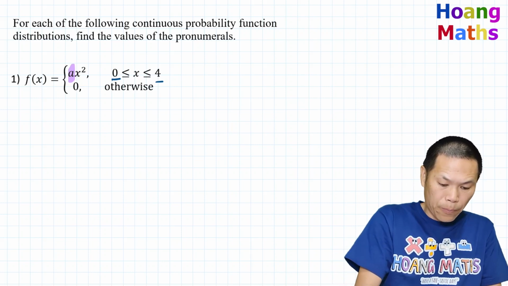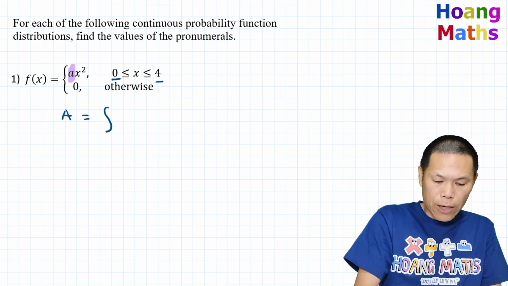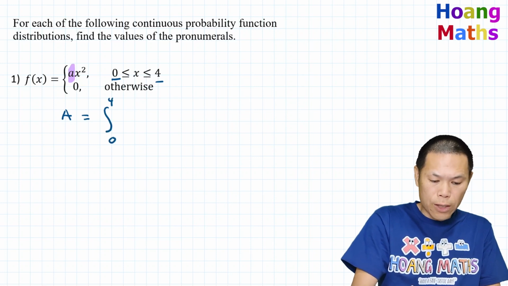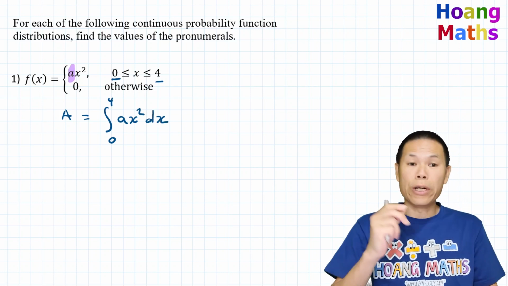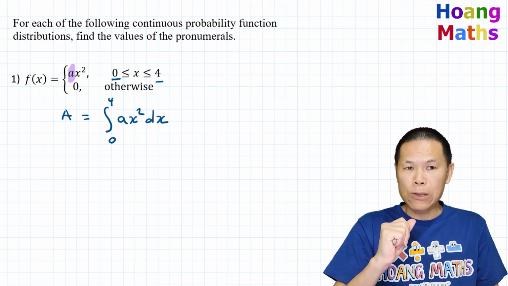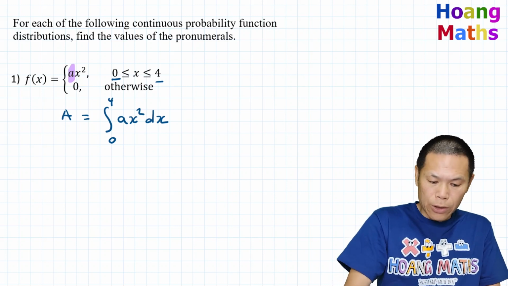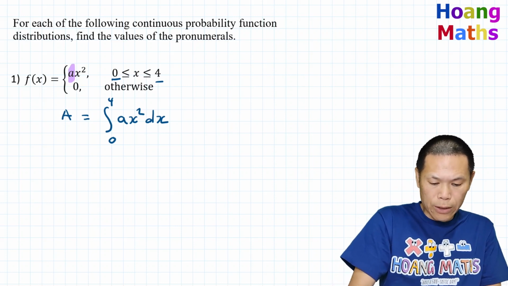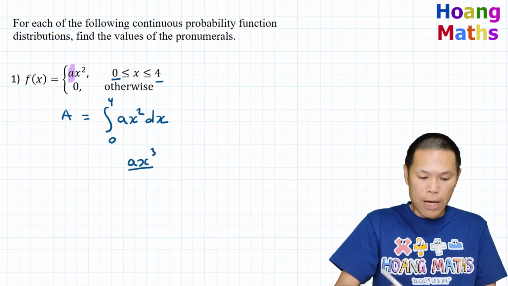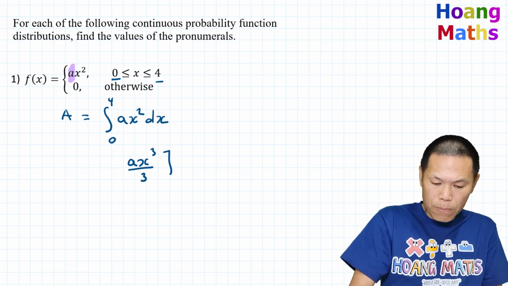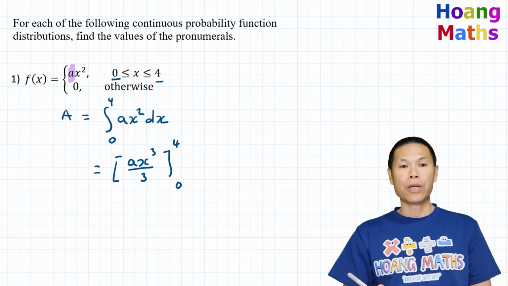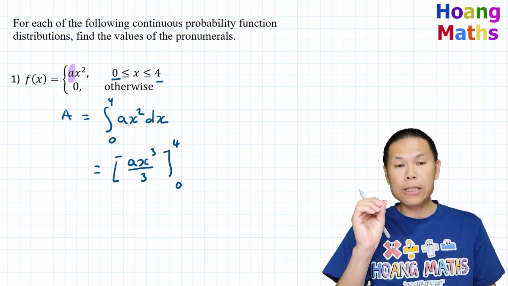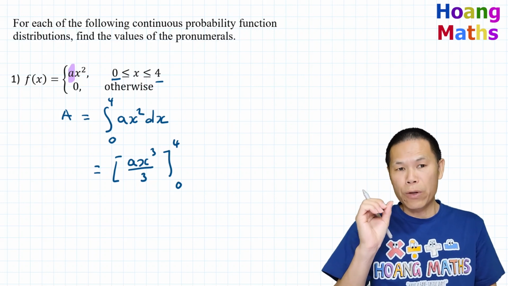So the area is the integral from 0 to 4 of a x squared with respect to x. Now I just integrate a x squared. So 2 plus 1 is 3, so x to the power of 3, of course we need to write that down, and we divide by 3. So now from 0 to 4.